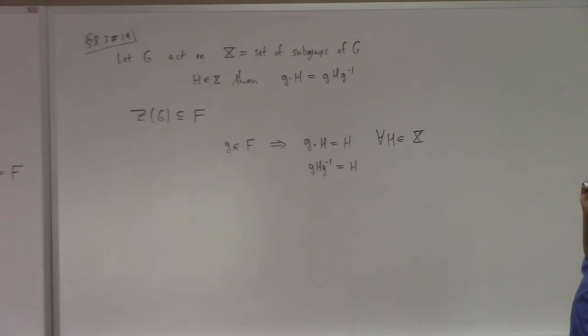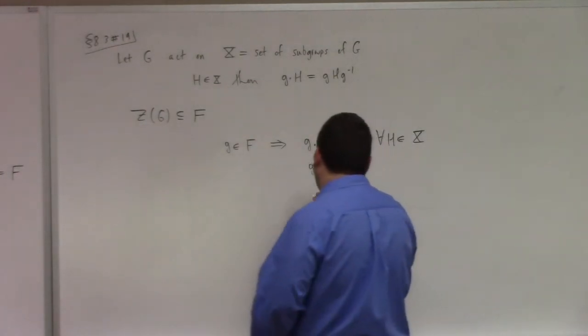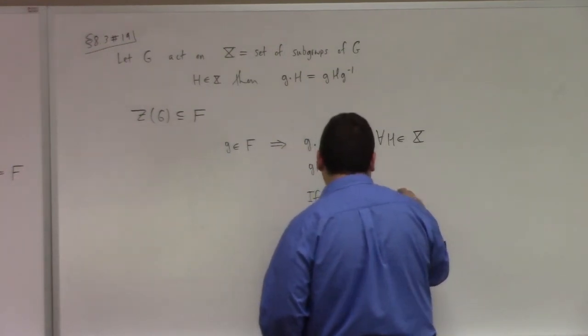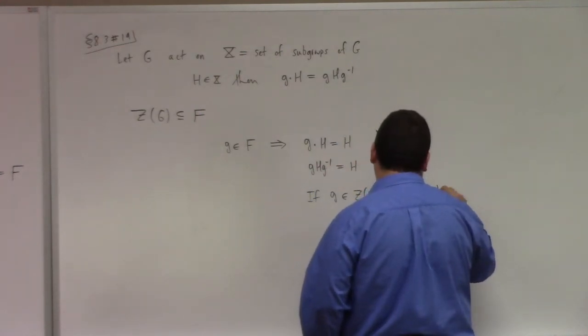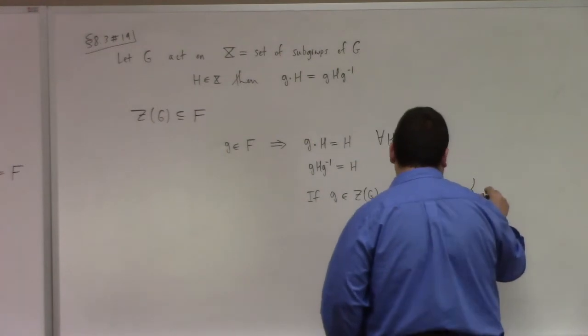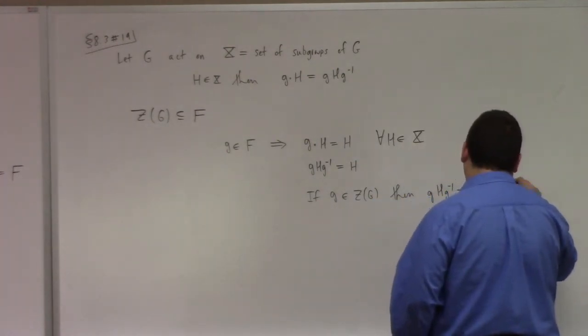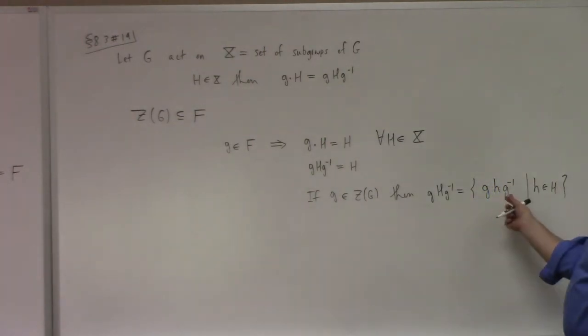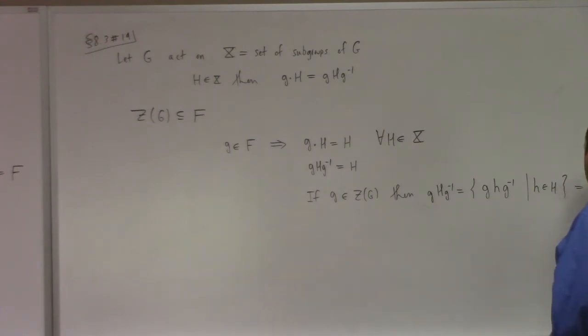I mean, if G commutes with everything, so if G is in the center of G, then if you look at G H G inverse, point-wise, that's G H G inverse such that H is an H. But if G is in the center, you can commute, and that's just H G G inverse, which of course is just H again.